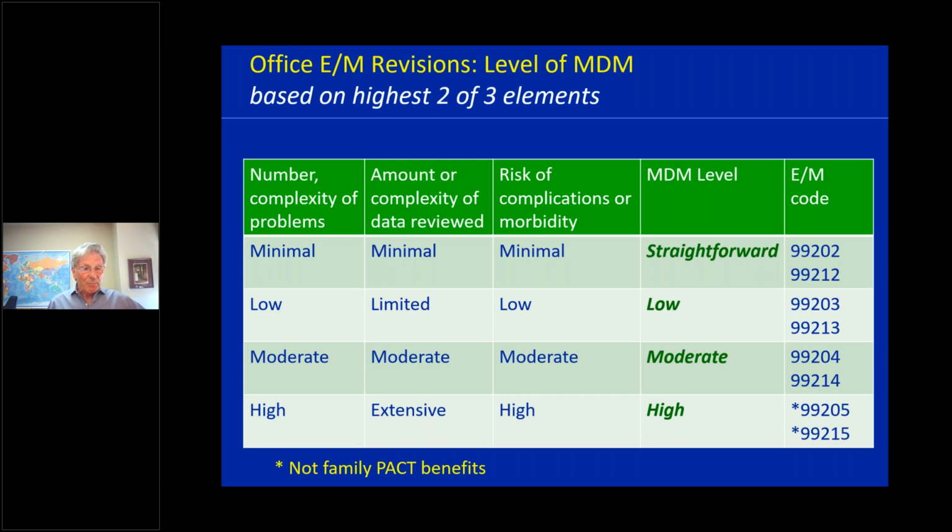So let's say, for example, it's a low number of problems, a moderate amount of data that has to be reviewed, and a moderate risk of complications or morbidity. The highest of 2 out of 3 would make that moderate level of medical decision making. For a new patient, that's going to be a 99204. For an established patient, that's going to be a 99214. Next.